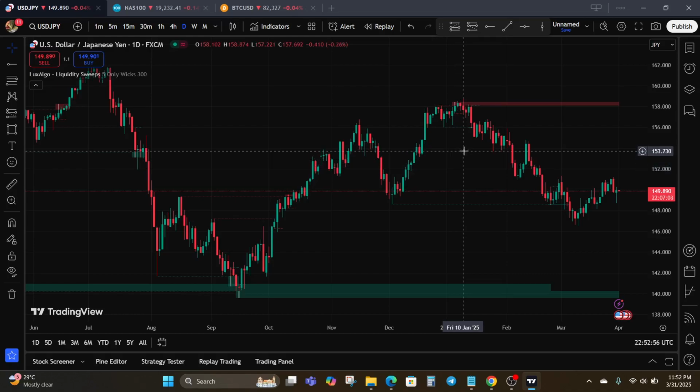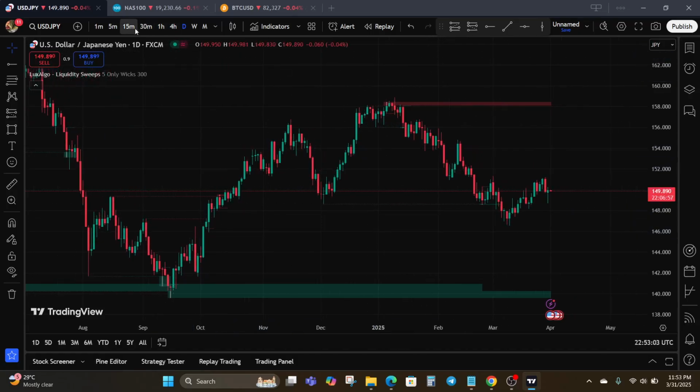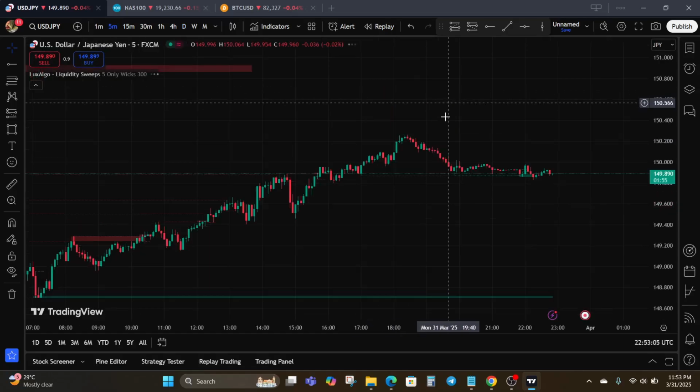Now, if you've ever been stopped out of a trade only to see price reverse in your direction, this tool is exactly what you need.